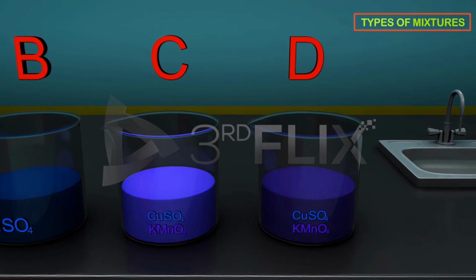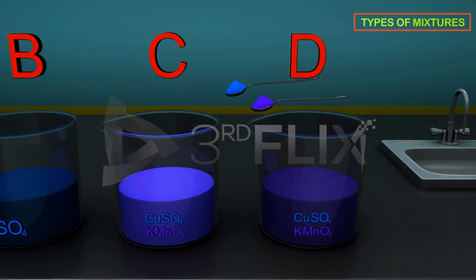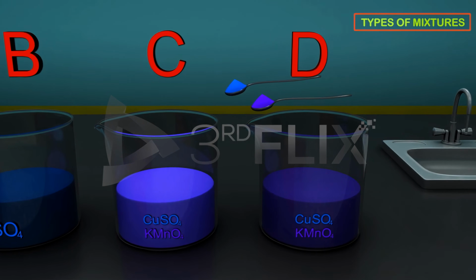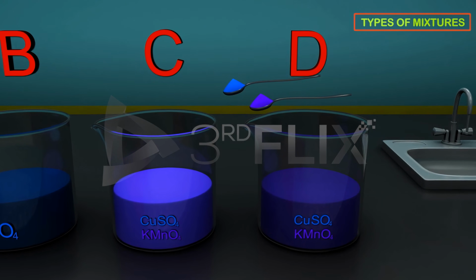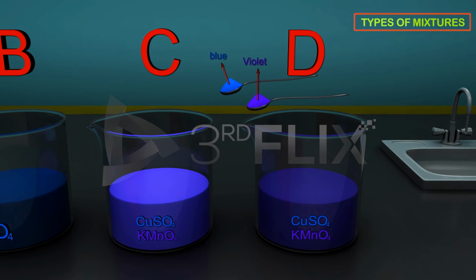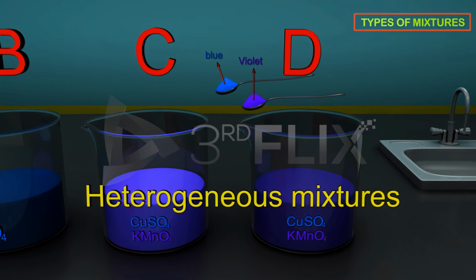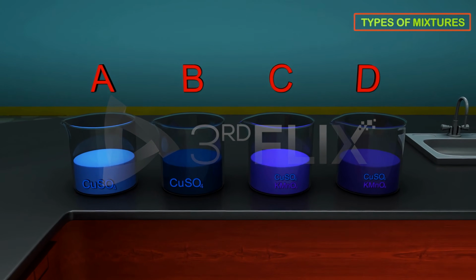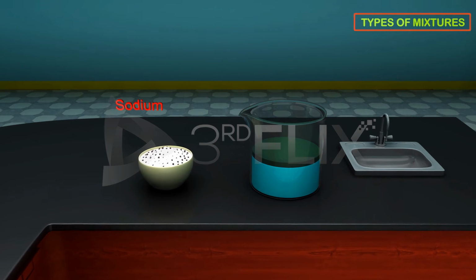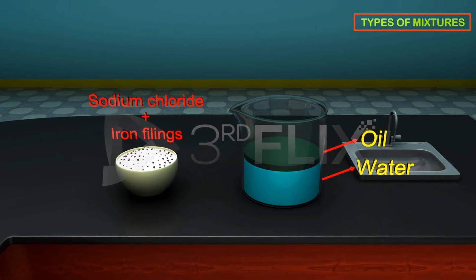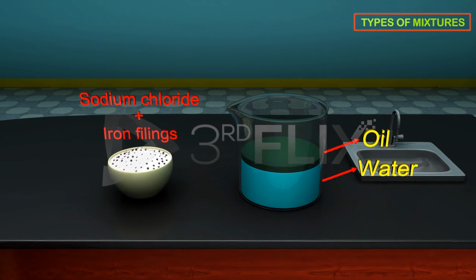Groups C and D have obtained mixtures, which contain physically distinct parts and have non-uniform compositions. The color of group C and D mixtures is a combination of violet and blue. Such mixtures are called heterogeneous mixtures. Mixtures of sodium chloride and iron filings, oil and water are examples of heterogeneous mixtures.